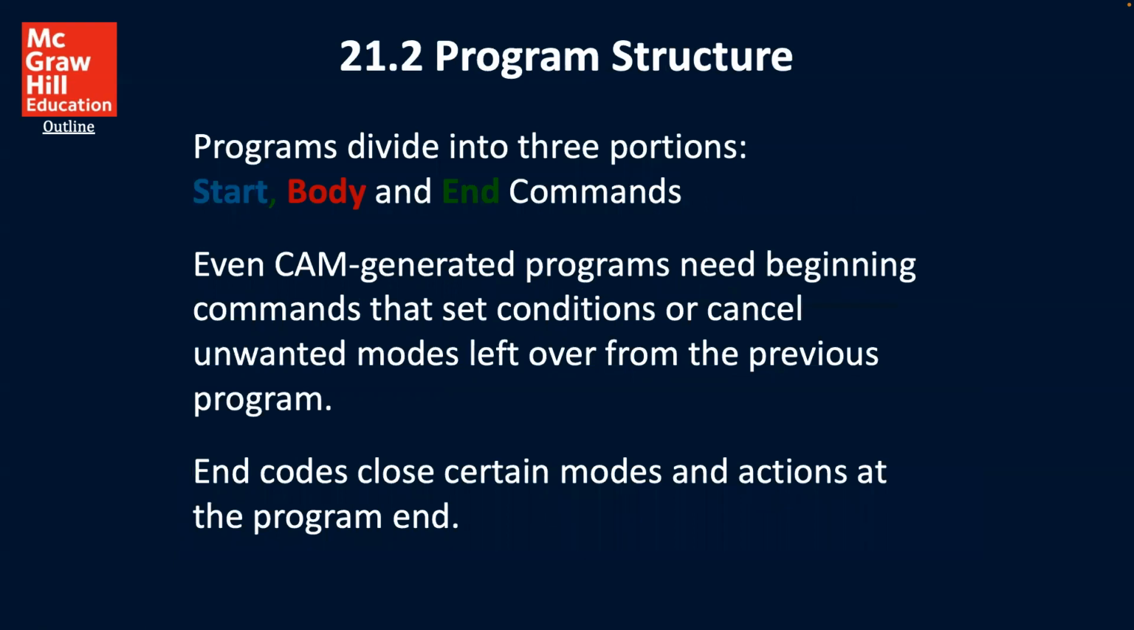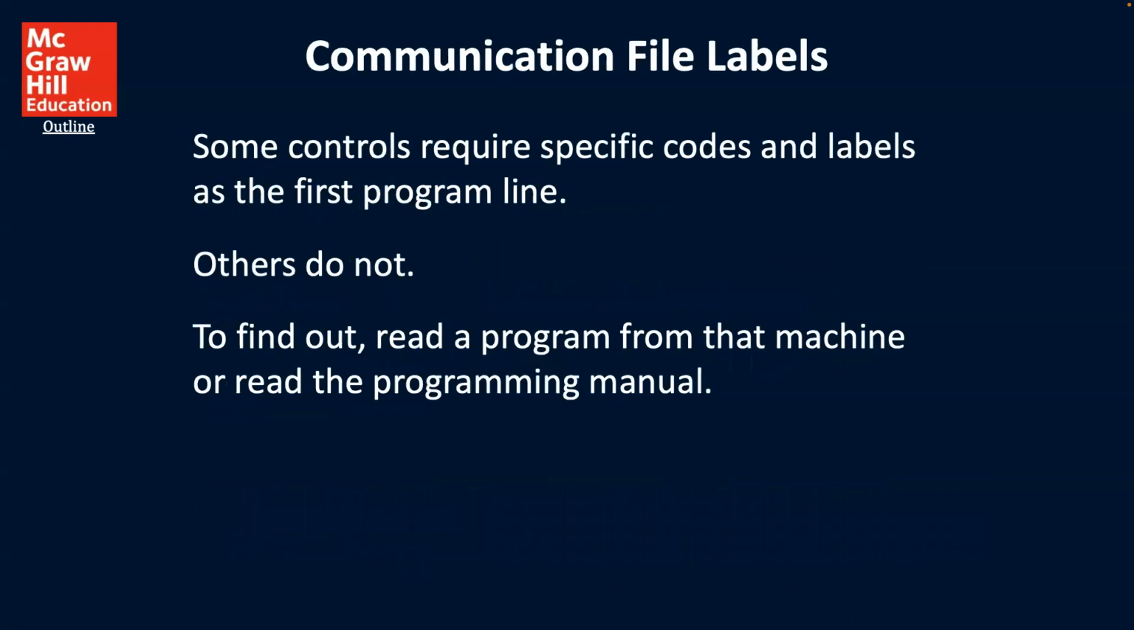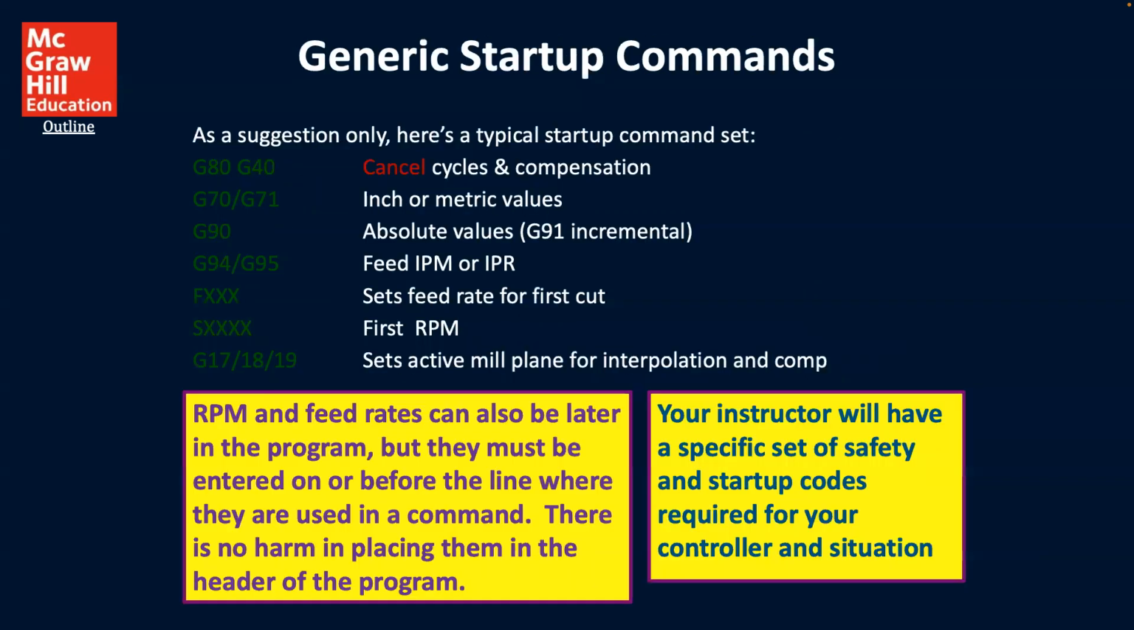Programs are divided into three portions. They have a start, they have a body, and they have an end. Even CAM-generated programs need beginning commands that set conditions or cancel unwanted modes left over from the previous program. End codes close certain modes and actions at the program end. For communication file labels, some controls require specific codes and labels as the first program line. Others do not. To find out, read a program from that machine or read the programming manual.